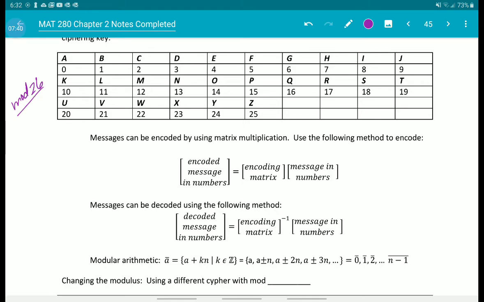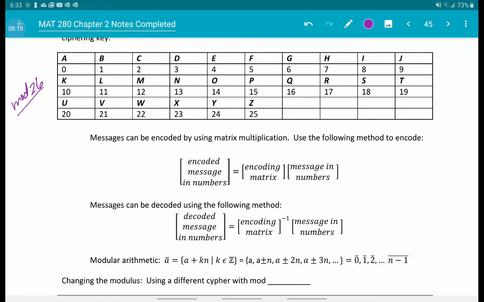So we could include things like periods or commas, or we could include a blank space. So instead of having 26 items in our set, we would have 27, 28, 29. So you can see how adding more numbers means a more complicated modulus. But let's keep it simple. We're just going to kind of run our words together, no spaces in between, just to get our feet wet on this. So messages can be encoded using matrix multiplication.